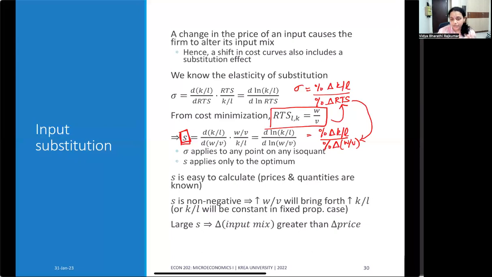A larger value of S will tell you that for any change in the price of these inputs, you're going to see a larger change in the input mix. So for even a small change in the price of these inputs, you're seeing a huge change in the input mix, which indicates a high level of substitutability. Conversely, if for a given change in the price, the change in input mix is not substantial, then it means there's a lesser degree of substitutability.